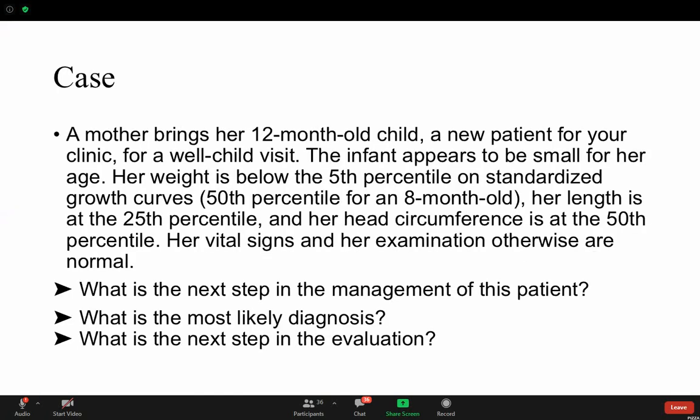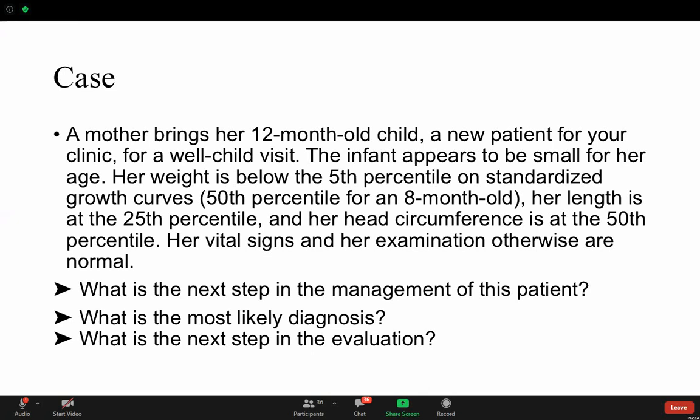So نبدأ بالcase. A mother brings her 12-month-old child, so عمره سنة, a new patient for your clinic for a well child visit. The infant appears to be small for her age. Her weight is below the 5th centile, and her length is at the 25th centile, and her head circumference is at the 50th centile. Her vital signs and her examination otherwise are normal.